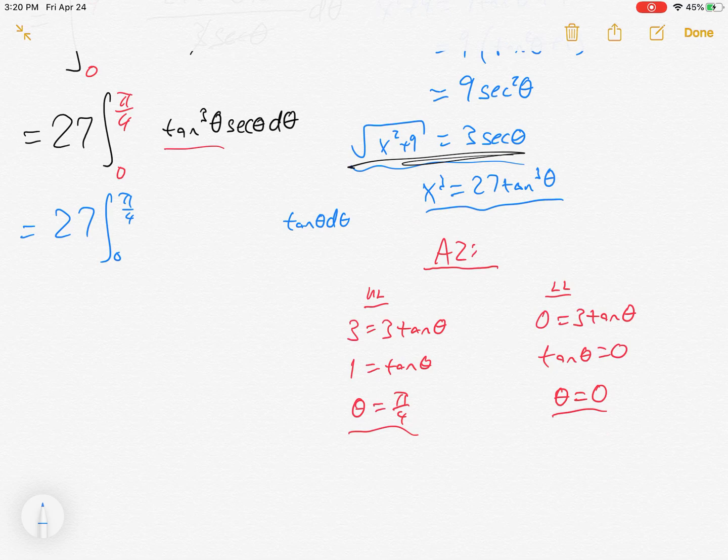So what that means, and this to me is one of the more challenging things we do, is you pluck a tangent out, because you want it to be odd, it was, and put it at the end with your d theta.